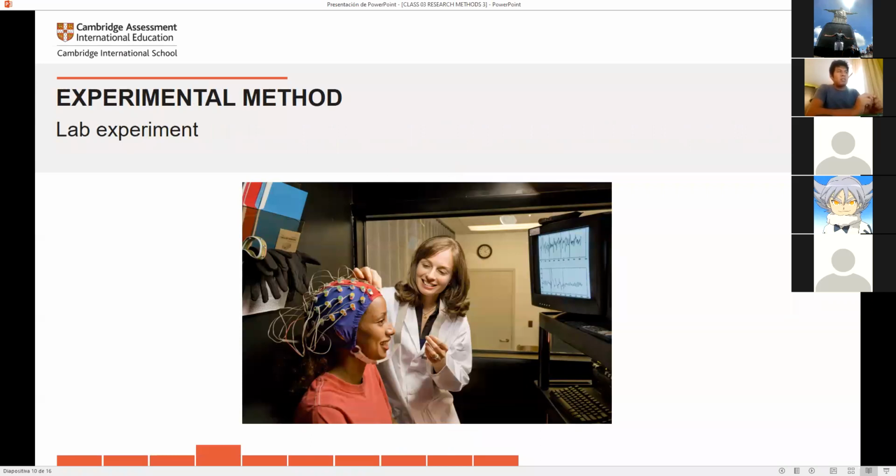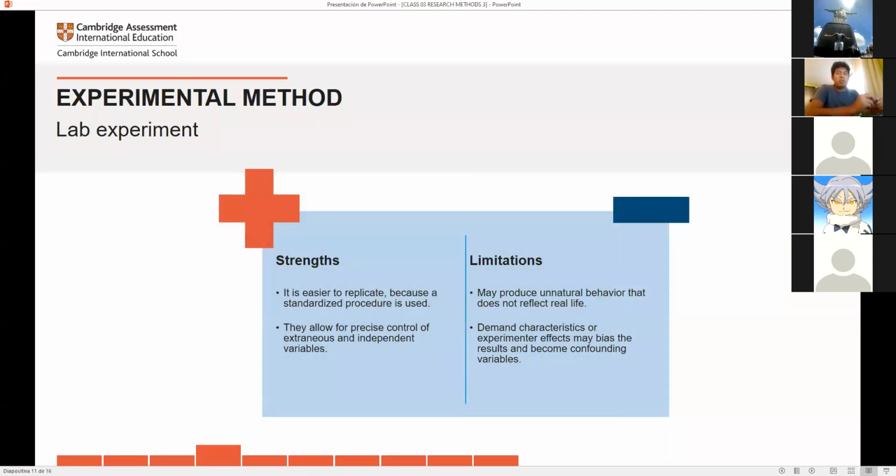We have the experimental method. Yeah, this is the juicy part of researching. Okay, we have the lab experiment. Remember, one of the strengths or one of the qualities of the lab experiment is that the researcher can control most of the variables that there are. Okay, so we have the strengths and limitations of the lab experiment.